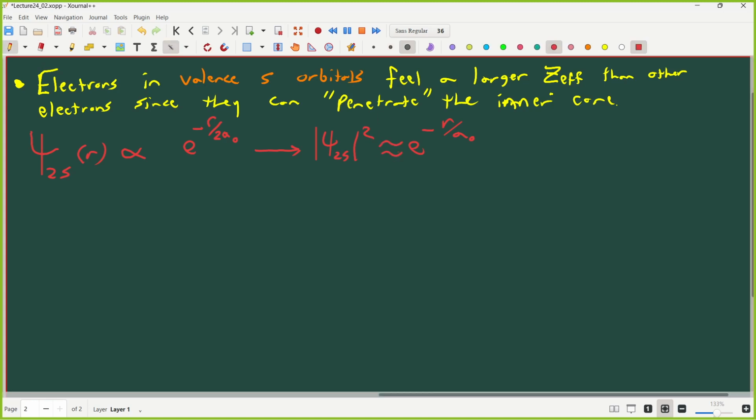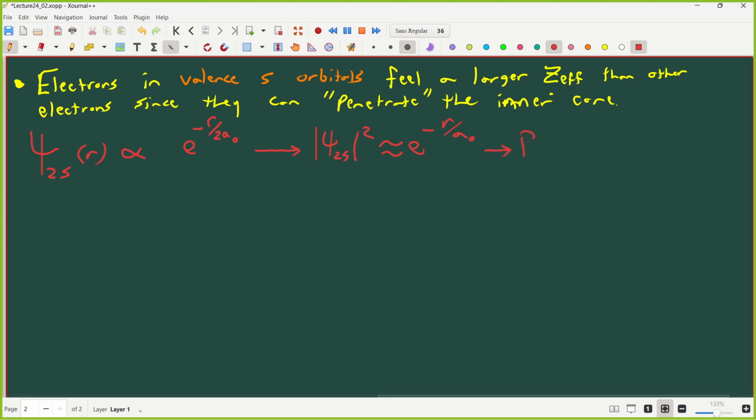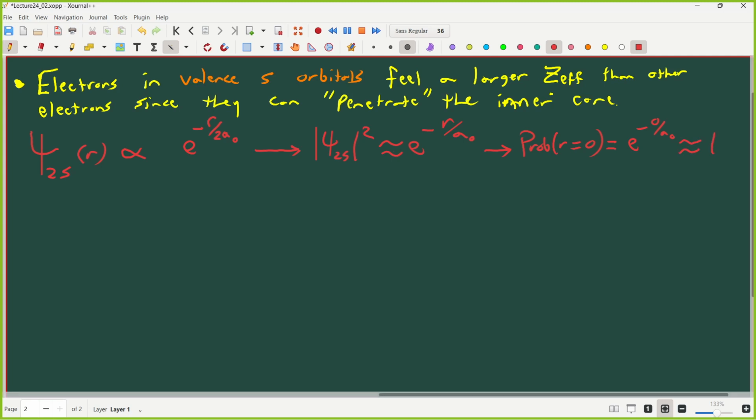And so the question, of course, is what is the probability if the wave function looks like this? Of course, it's not normalized or anything. But what's the probability that we find the electron at r equals 0, in the core? The probability that we find the electron at r equals 0 is e to the minus 0 over a naught, which is on the order of 1. It's obviously not 1 because none of this is normalized.